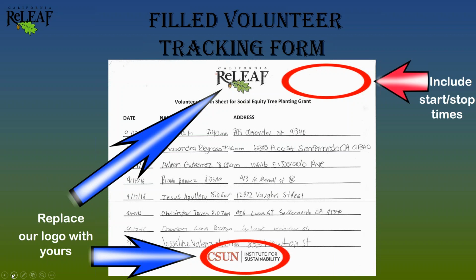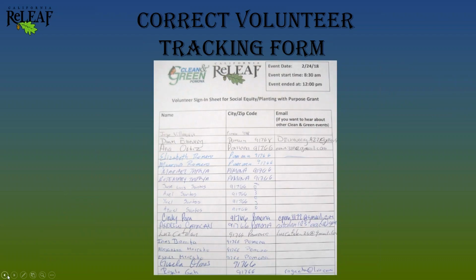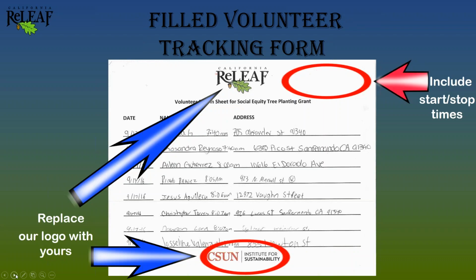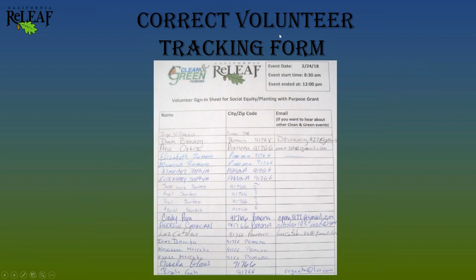And here's one that's filled out. You can put your logo on these forms. Here's the one Cal State Northridge did. Did you want to say more about that? No, I think this is fine. You'll see up at the beginning, the only problem with this one was that the start and stop time was missing. And when you go to the next slide, you'll see a more completed form.